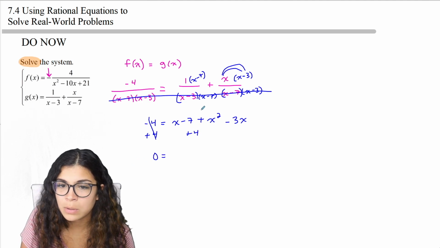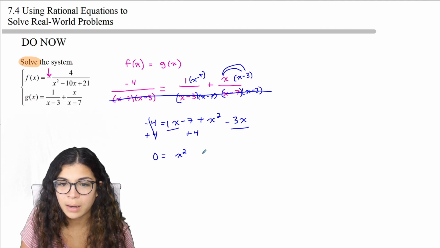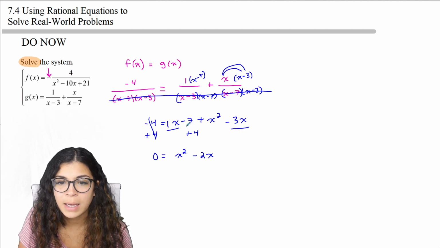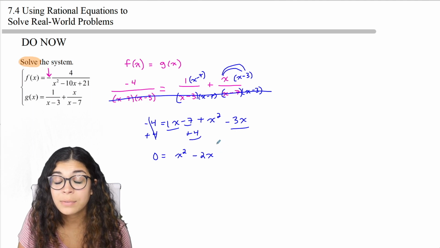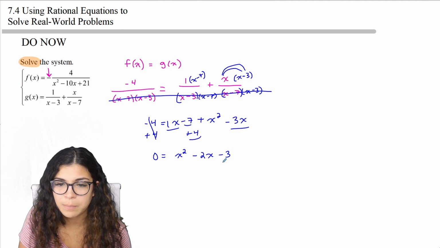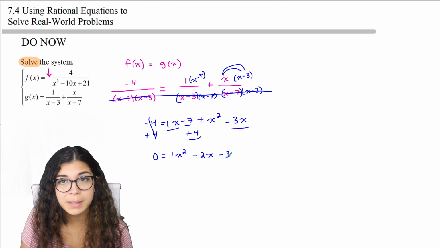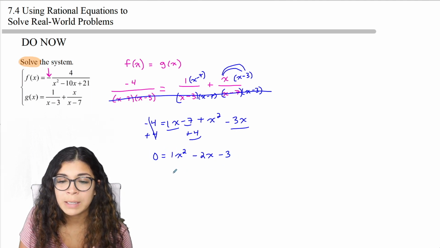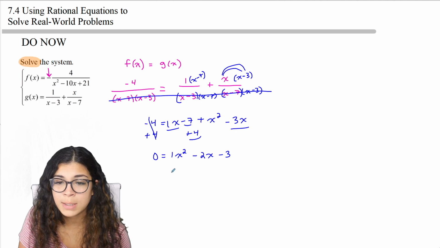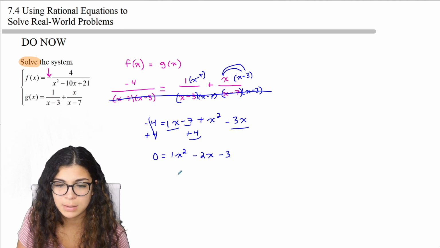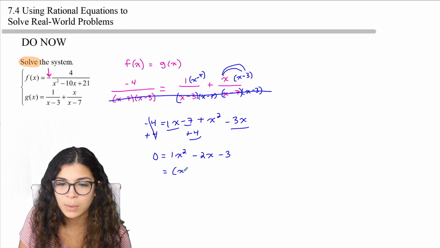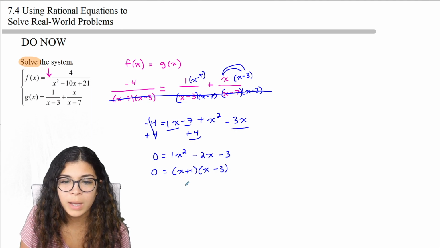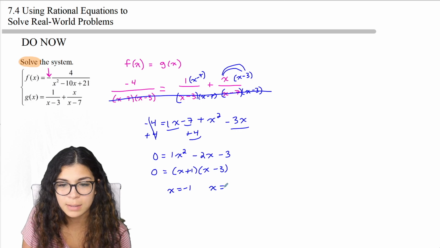So I have 0 equals x squared, and then 1x minus 3x is -2x, and -4 plus -7 plus 4 is -3. Okay, now the coefficient is 1, multiplies to -3, adds to -2, would be positive 1 times -3, positive 1 plus -3. So this will factor into x plus 1 times x minus 3. Okay, so I have two potential solutions, x equals -1 and x equals 3.